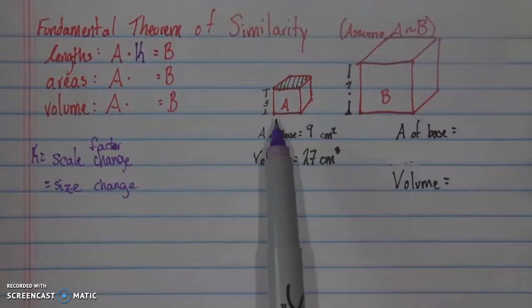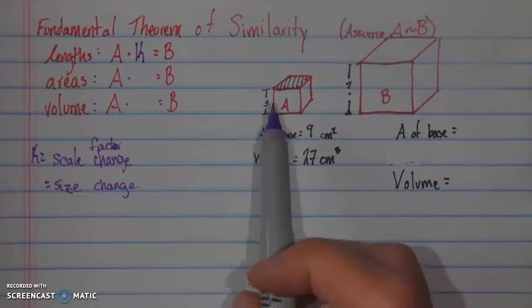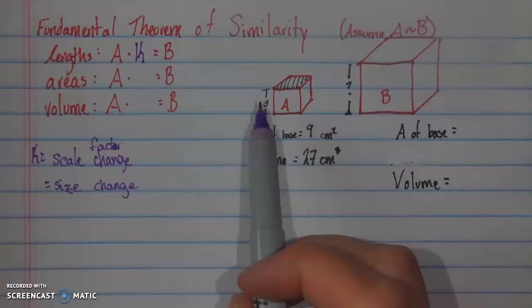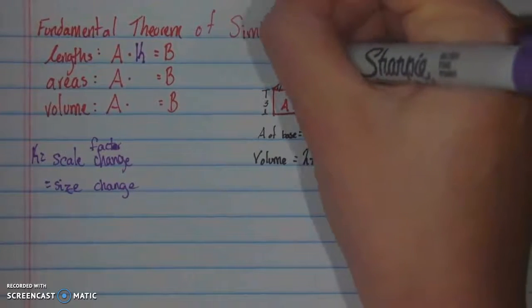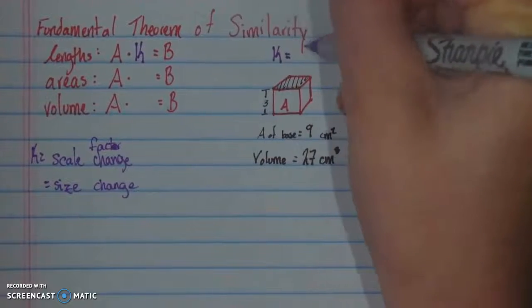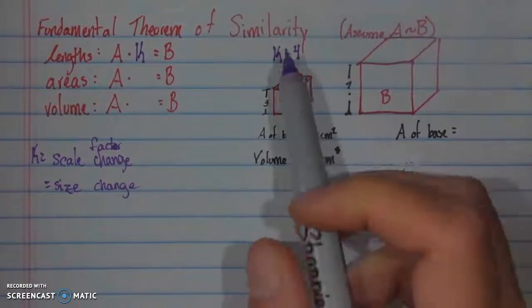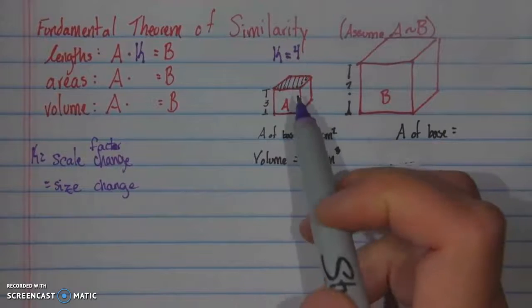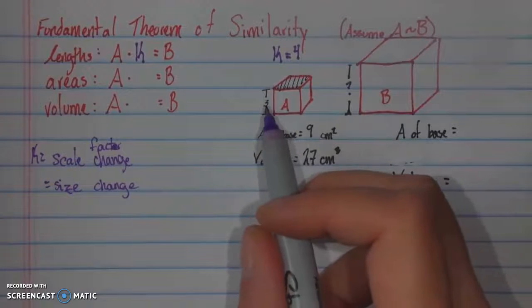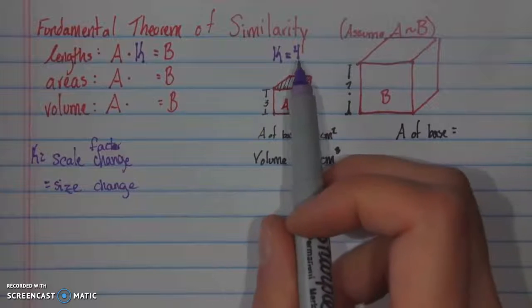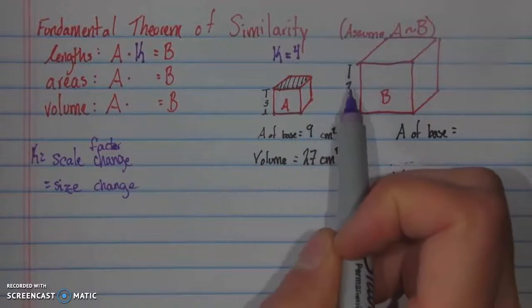So let's say that this is our example, and we know that the length of the side of one of the bases of our original is 3. And let's say that we know our K is equal to 4. I know it doesn't quite look like it is, but we're going to say that our K is equal to 4. Well, what happens then to that length? Well, you take the original 3, you'd multiply it by 4 to get your new one.